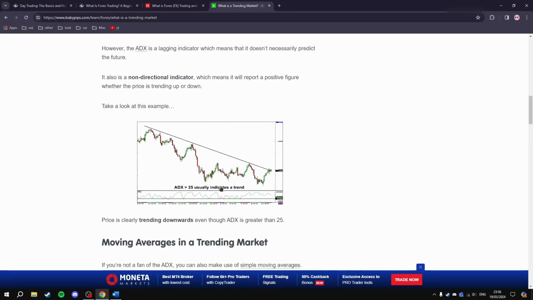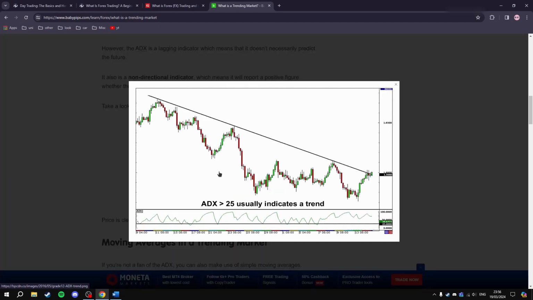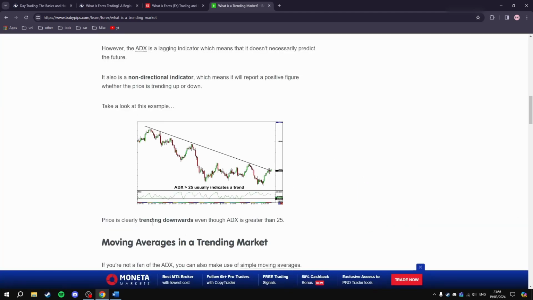Take a look at this example. So ADX of more than 25 usually indicates a trend. This is a value of 39, I think. Price is clearly trending downwards even though ADX is greater than 25.